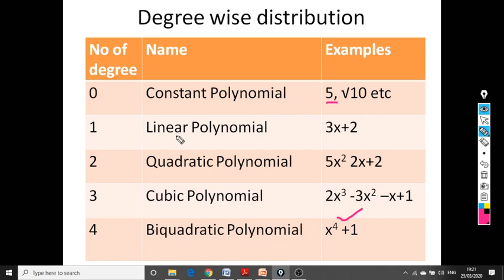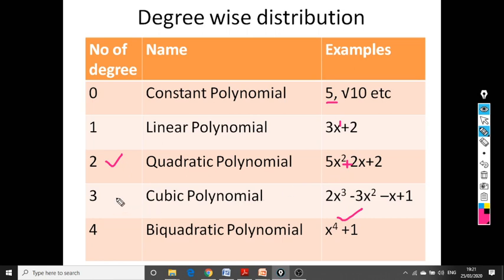Next is a linear polynomial. For a linear polynomial, degree is 1. Example, 3x plus 2, x has power 1. This is the example of a linear polynomial. If degree is 2, it is a quadratic polynomial. This is 5x square plus 2x plus 2. In this case, degree is 2. So this is the example of a quadratic polynomial.